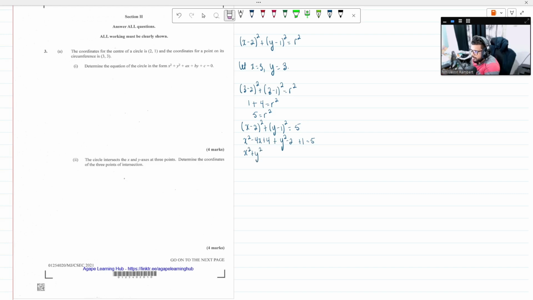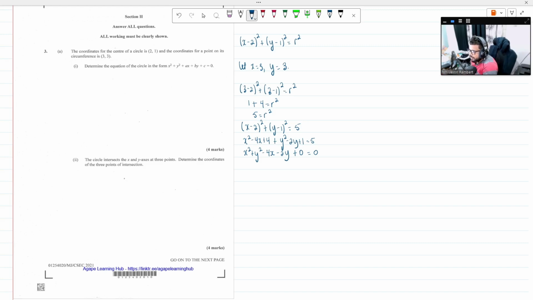Sorry, this is not supposed to be 2x, it's supposed to be 2y. Then the ax, which is going to be 4x. Then the y minus 2y. 4 plus 1 is 5. And when I move the 5, that will be 0. Plus 0 is equal to 0. So c in this case is 0.